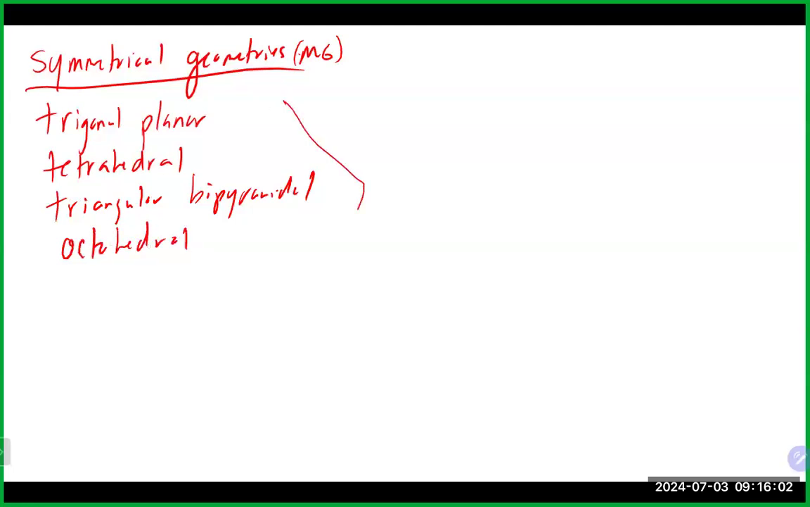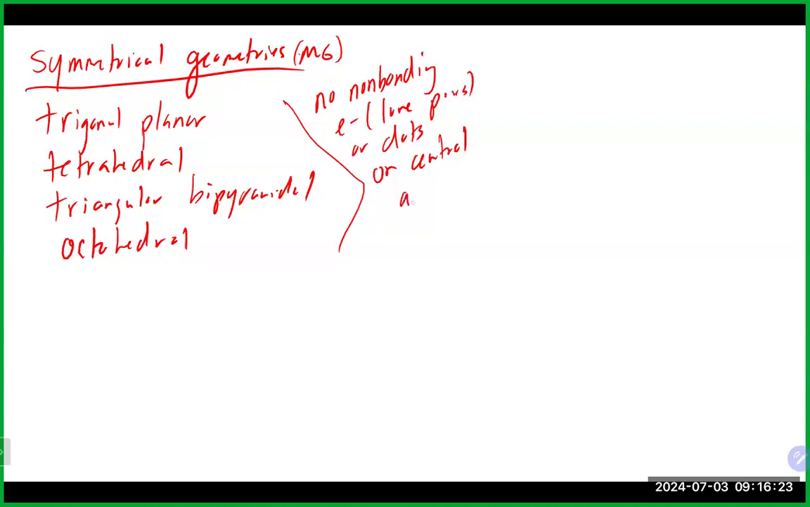So a majority of all these guys, if you draw the Lewis structure, pretty much all have no non-bonding electrons or lone pairs or dots on the central atom. And if all the outside atoms are the same, it typically will end up with everybody canceling out and being nonpolar.